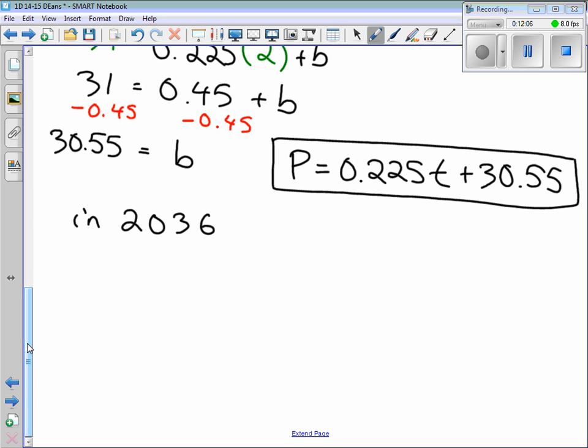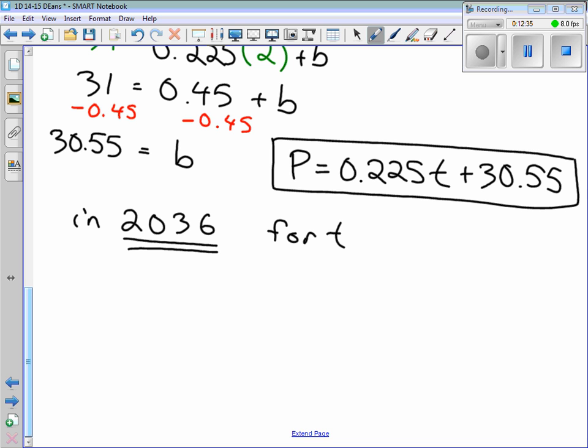In 2036, we want to sub something into this algebraic model we have. So if they're giving us this date, 2036, are we going to sub that in for p, or are we going to sub that in for t? Does it represent population, or does it represent time? What do you think, Isaac? Does it represent population or time? Yeah, so we're going to sub this in for t.